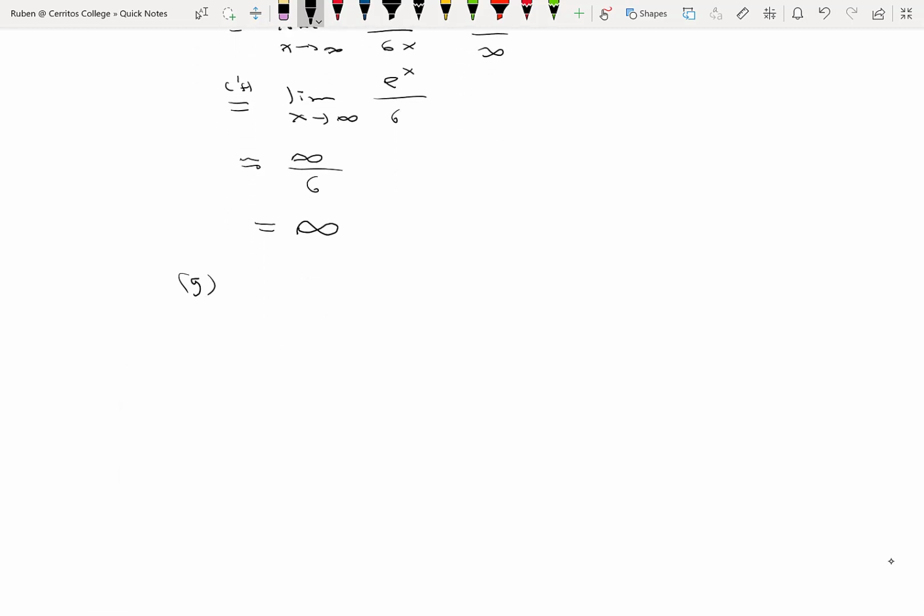Another example. This next example is a cautionary example. Let's take a look at the limit as x approaches 0 from the right of the natural log of x over x. Okay. The mistake that's made with this limit extremely commonly is for students to believe that this is indeterminate and apply L'Hopital's rule.